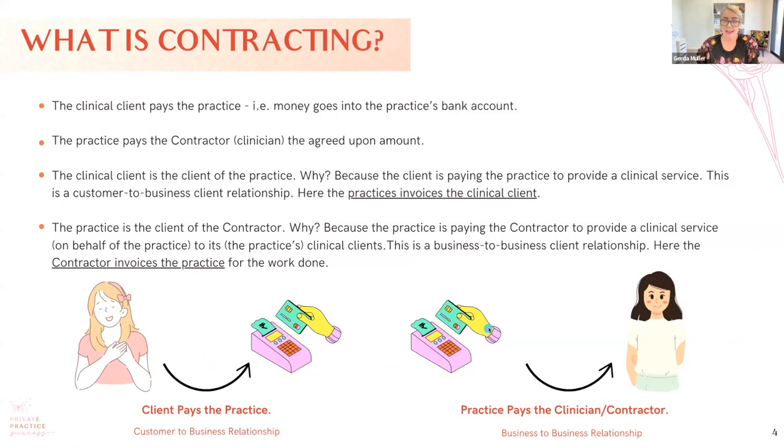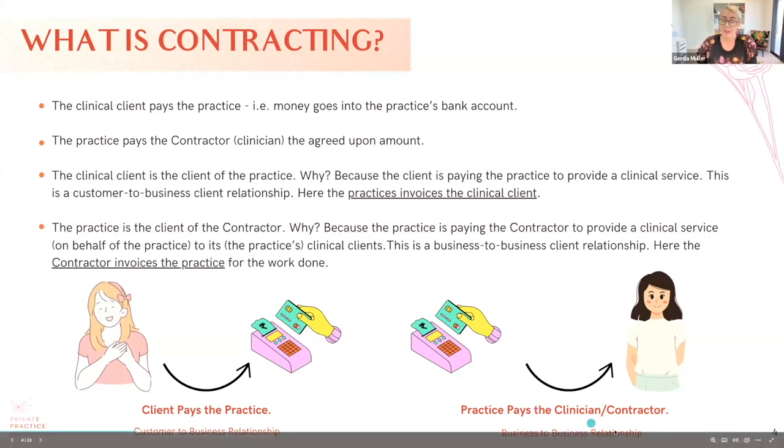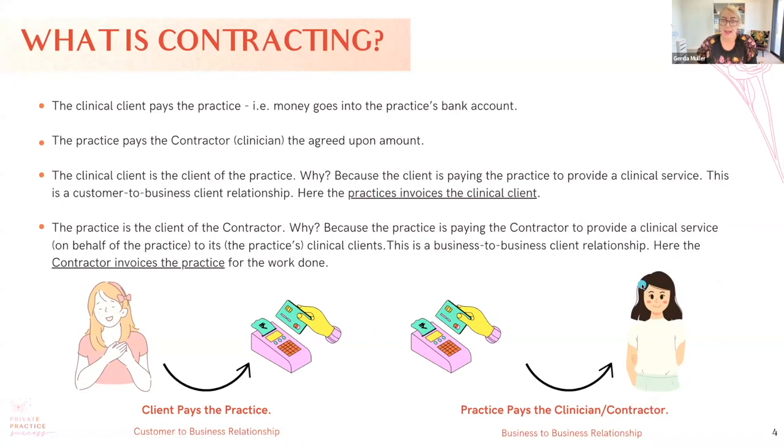The practice, again, the second picture, the practice is the client of the contractor. Why? Because the practice is paying the contractor to provide a clinical service on behalf of the practice to its, that is the practice's clinical clients. So there is a business to business relationship between the practice, your business, and your independent contractor. And here, your contractor will be invoicing your business for the work that they've done.